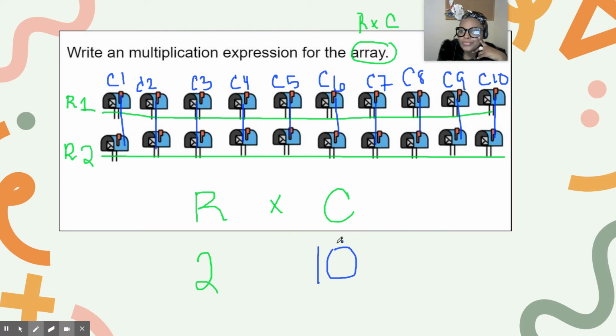Now what? We're going to move that operation right here. Are we done? Yes, we are done because I just want an expression. So I don't need to solve. I don't need to put the equal sign. So the answer is 2 times 10. That is it. Good job.